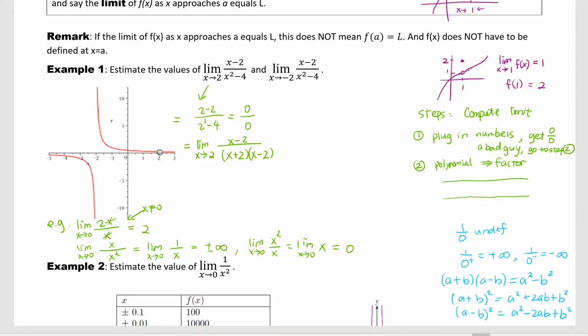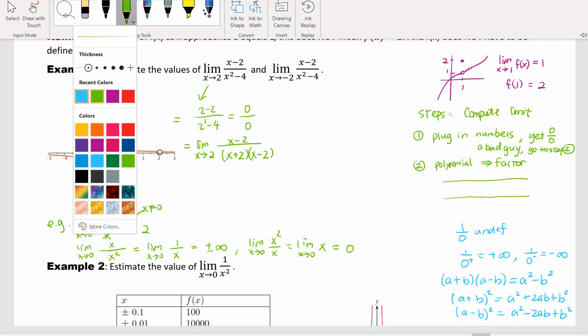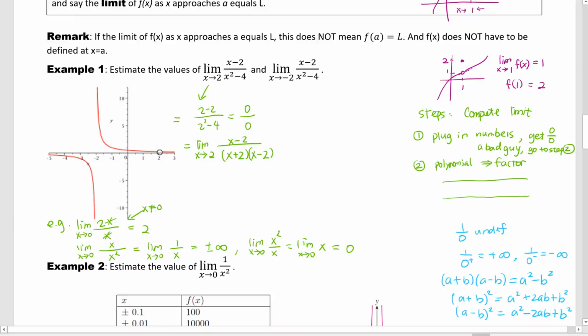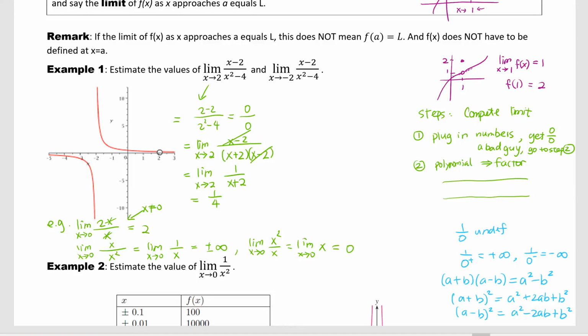Alright, let's continue. Now, after we factor it, can you see the bad guy? Yes, x minus 2 is the bad guy because when x goes to 2, x minus 2 goes to 0, right? So this is the bad guy making the numerator and denominator 0. But now after we cancel it, what happened? Well, we are safe. So we can plug in 2 now. So 1 over 2 plus 2, which is 1/4. So we actually get a limit.